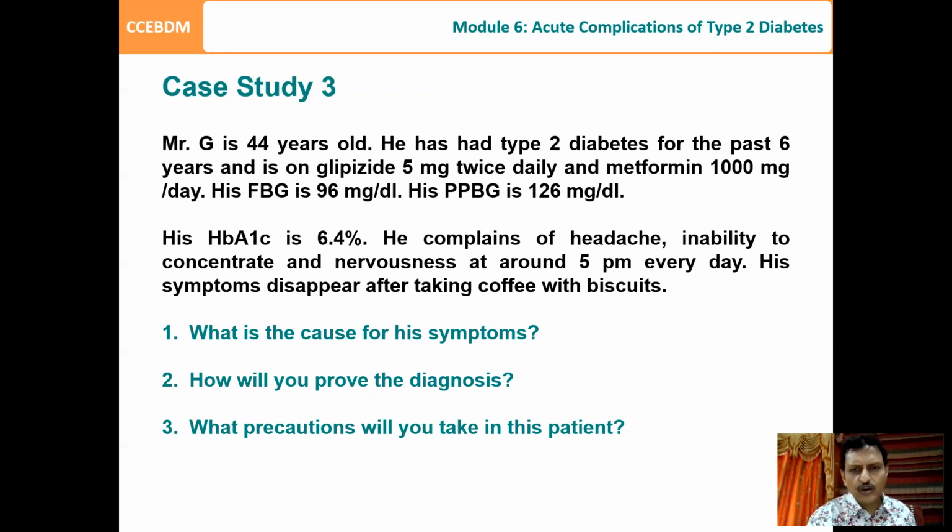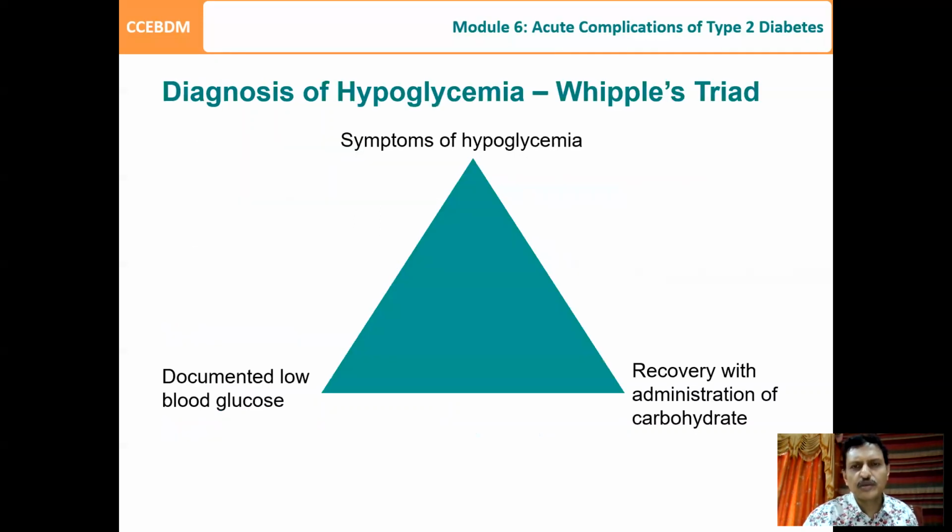Now, what precautions will you take in this patient? The precaution is that it is better that we avoid the drug which is responsible for producing hypoglycemia. In this particular case, it is glipizide. In some other case, it may be some other agent. So we will try to avoid the drug which is causing hypoglycemia when we can shift the patient to some safer agent.